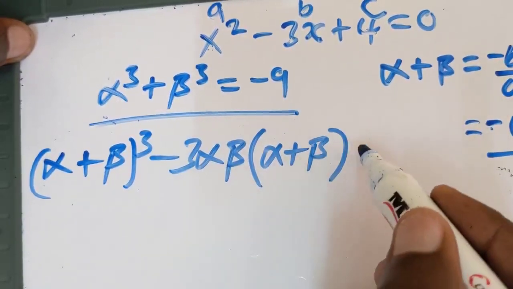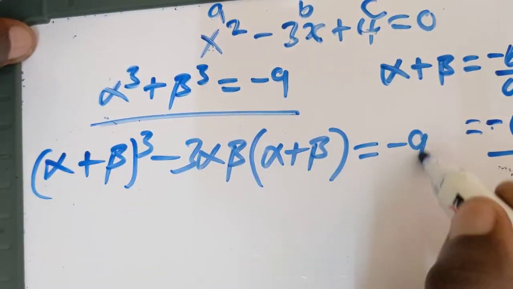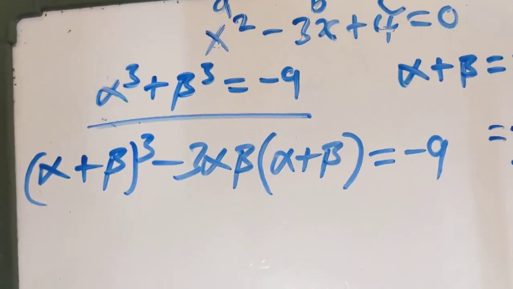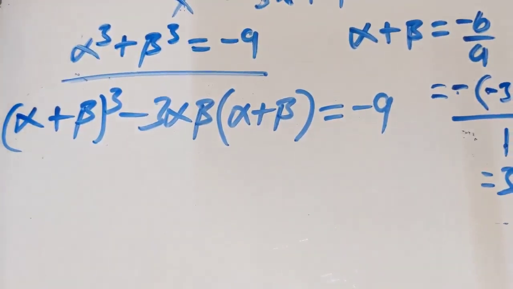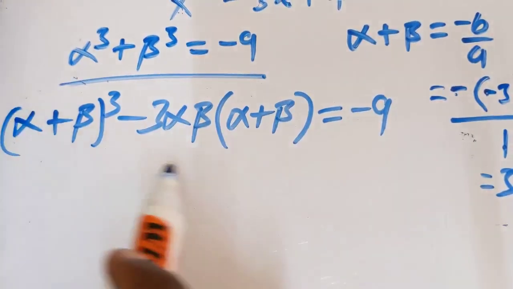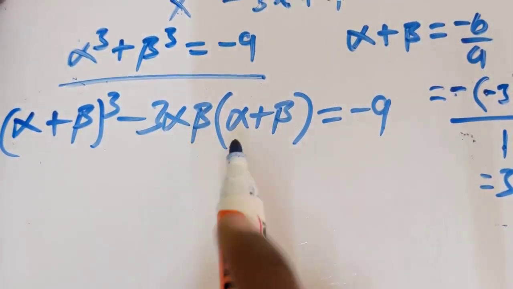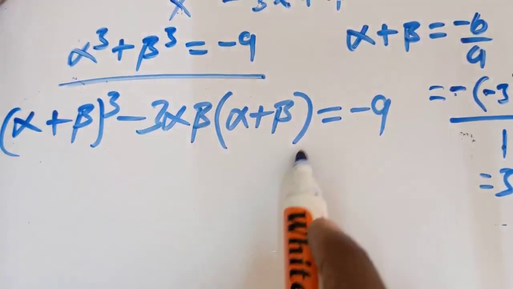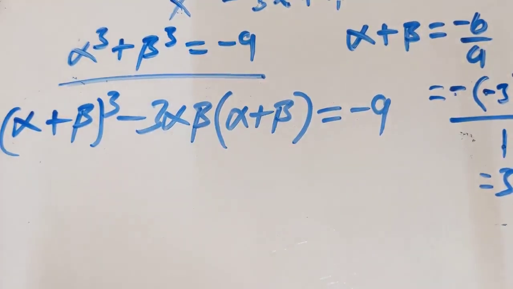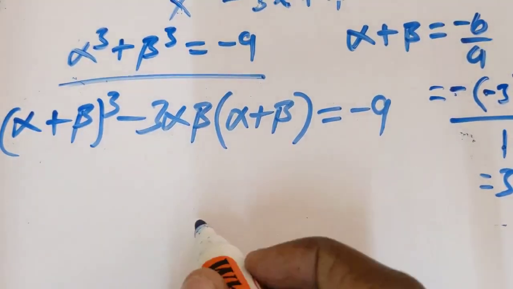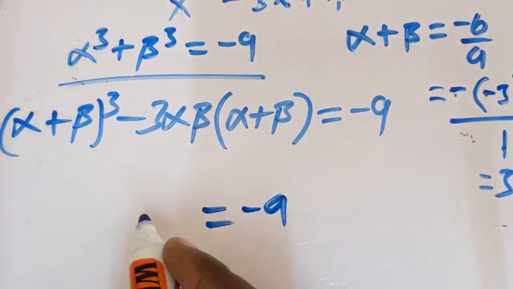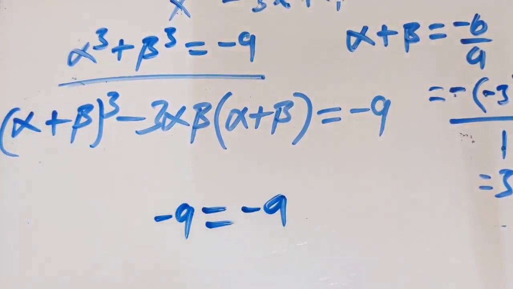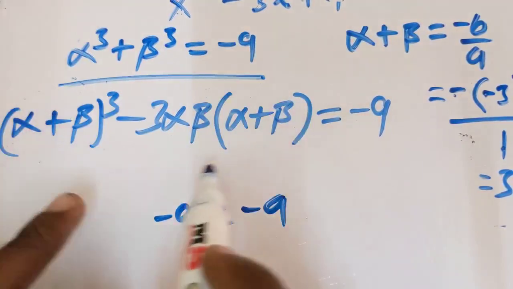So it is saying that it is equal to negative 9. Let's find out if this expression is going to be negative 9 as well. This is what it means. I said that if there is negative 9 this side, also here there must be negative 9. So now let's find out if this expression is equal to negative 9.